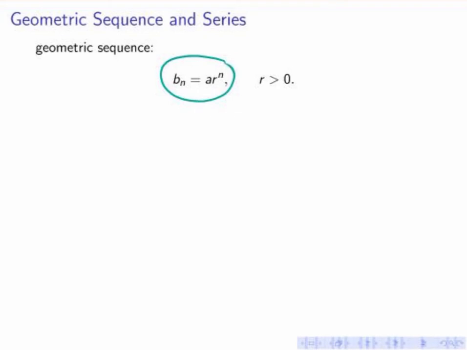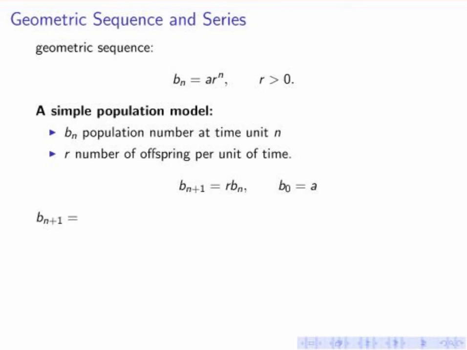And these arise already as very simple models for populations. So let me show you how this works. If we assume that Bn is the population number at a time unit n, and now the time unit can be days or it can be hours if you look for bacteria, for example, or it can be months or weeks if you look for larger animals. So n is a time unit, Bn is the number of the population at that time, and r is the number of offspring they produce per unit of time. Then the population size on the next day, say, is r times the population size on the previous day.